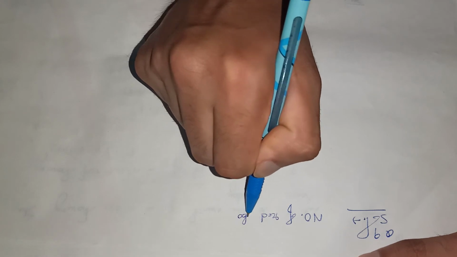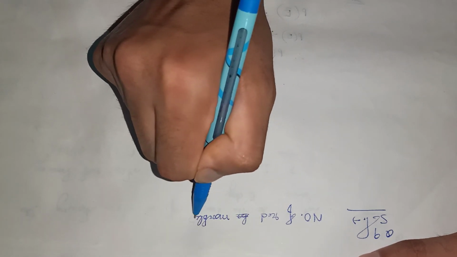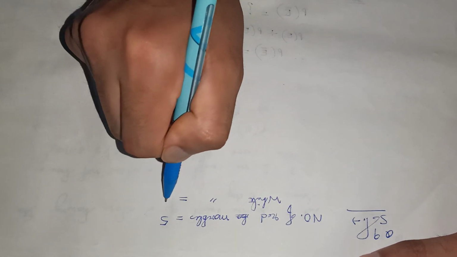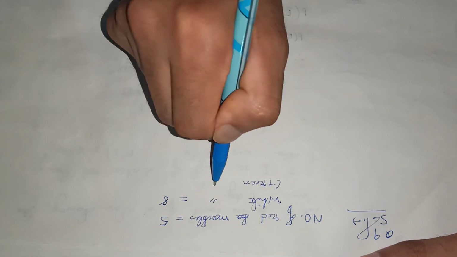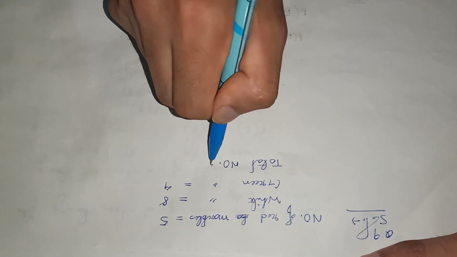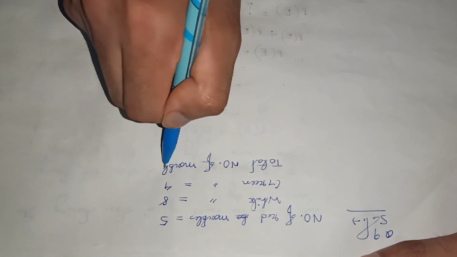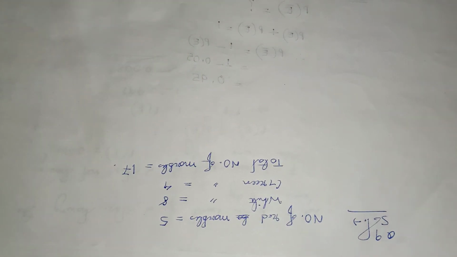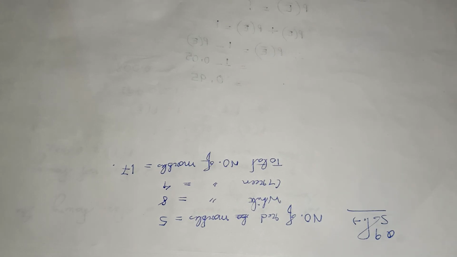Number of red marbles is equal to 5. Number of white marbles is 8. Number of green marbles is 4. So the total number of marbles will be 8 plus 4, 12, 12 plus 5, 17. Now we want to find out the probability that the marble taken out is number 1, red. So we can denote this event by E1, second one by E2, third one by E3, and so on.